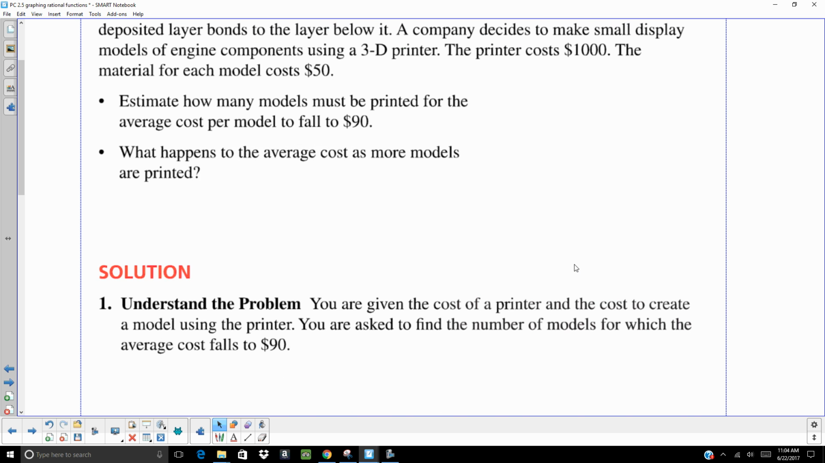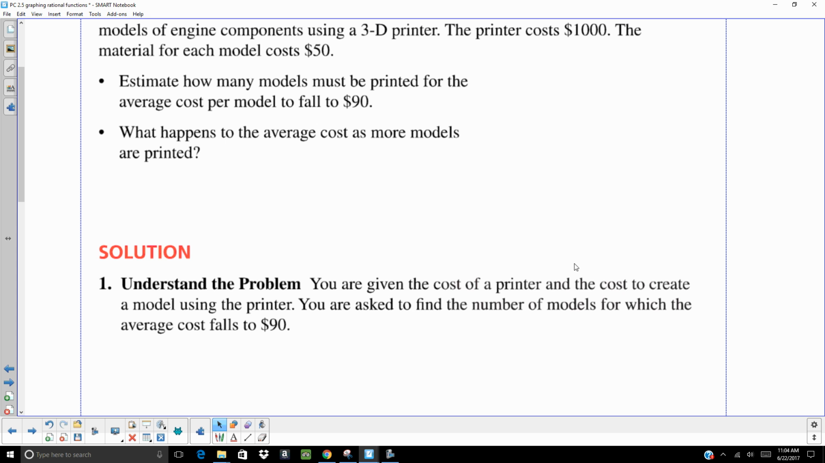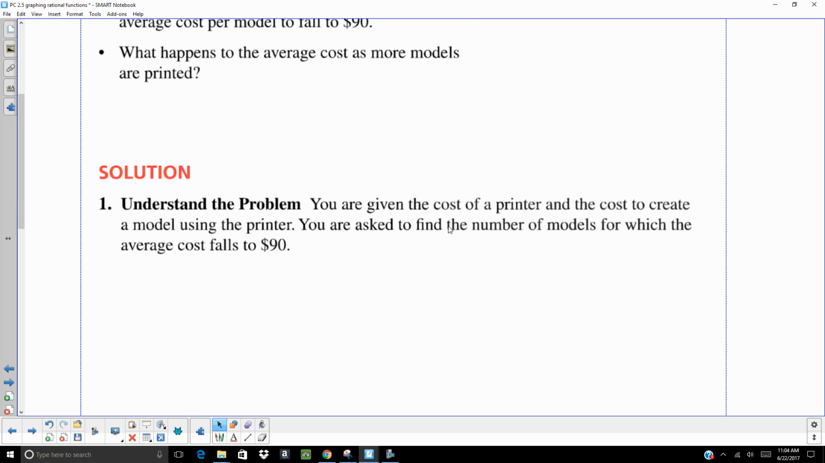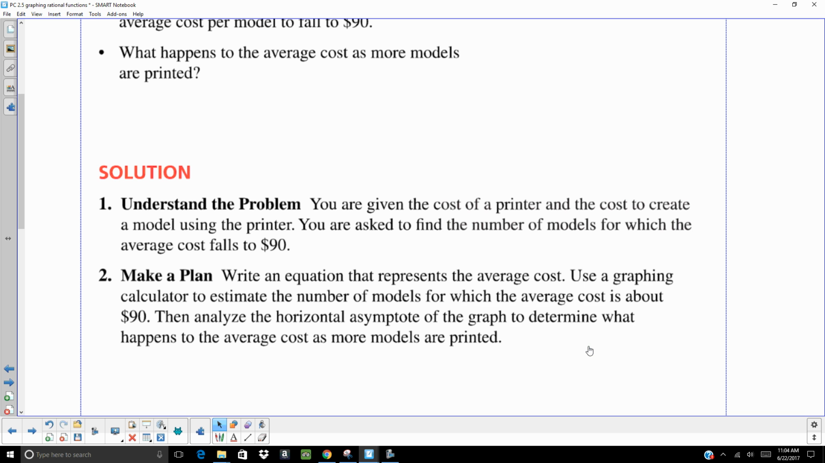So let's go ahead and understand that problem. You're given the cost of a printer and the cost to create a model using the printer, and then we're asked to find the number of models for which the average cost falls to $90. Well, our plan. We want to write an equation that represents the average cost, and we're probably going to have to use a graphing calculator or Desmos.